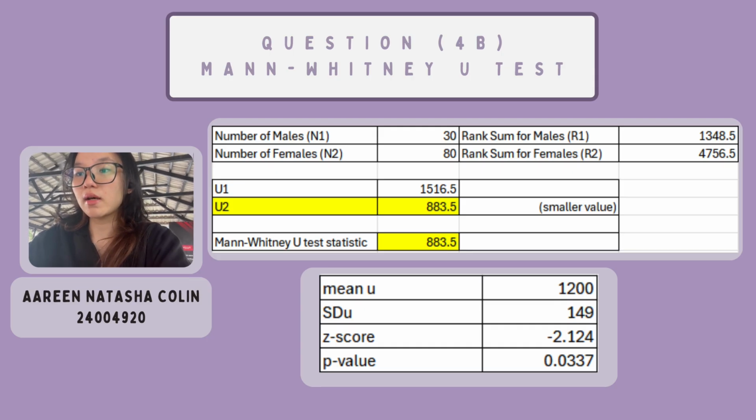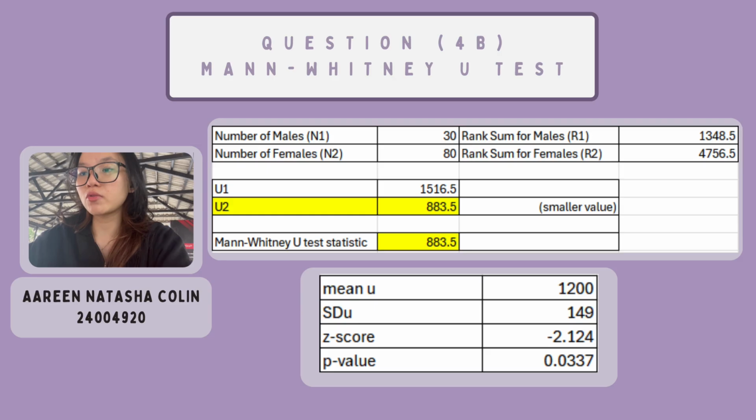After ranking the data and applying the formula, we obtained a U statistic of 883.5. Given the group sizes, 80 females and 30 males, the expected mean U under the null was 1200, and the standard deviation was approximately 149. This gave us a z-score of negative 2.124 and a p-value of 0.0336. Since the p-value is less than 0.05, we reject the null hypothesis.